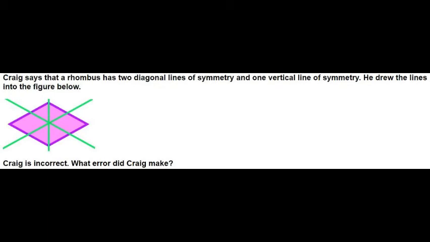Here is an evaluate question that says, Craig says that the rhombus has 2 diagonal lines of symmetry, which are the lines that are going to the left and to the right, and 1 vertical line of symmetry. He drew the lines in the figure below. Did he make any mistakes? And if so, what are they? Are there any new lines he should add? Or are there any he should take away that are not lines of symmetry?